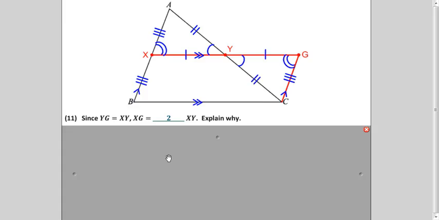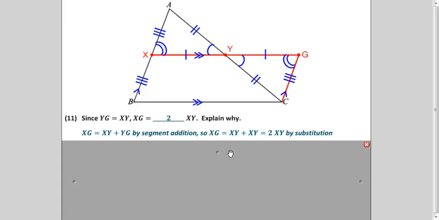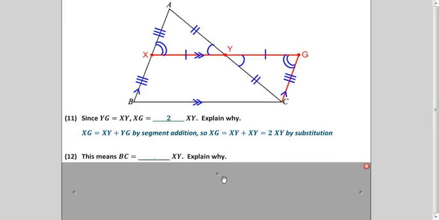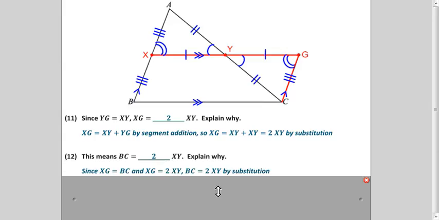Why is that true? Well, by segment addition, these two halves, add them together, you get XG. And when you substitute, you just get 2XY, because YG and XY are the same distance. And so BC must be blank XY. Well, you know BC and XG are the same length, so it should be double XY. And that's substitution. So we just plugged in BC for XG.